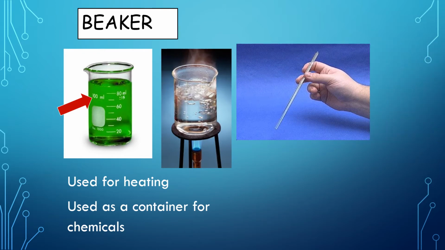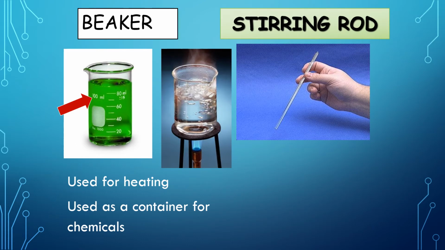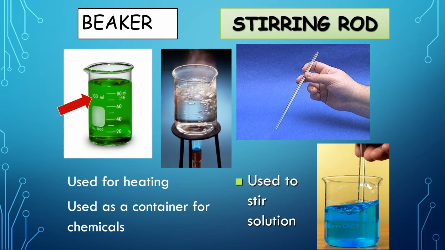What about this one? What is this transparent glassware? It is stirring rod. Now, what is the use of this one? It is used to stir solution. So when you're going to mix a solution, you're going to stir it with the stirring rod, never your fingers. So do not use that one.